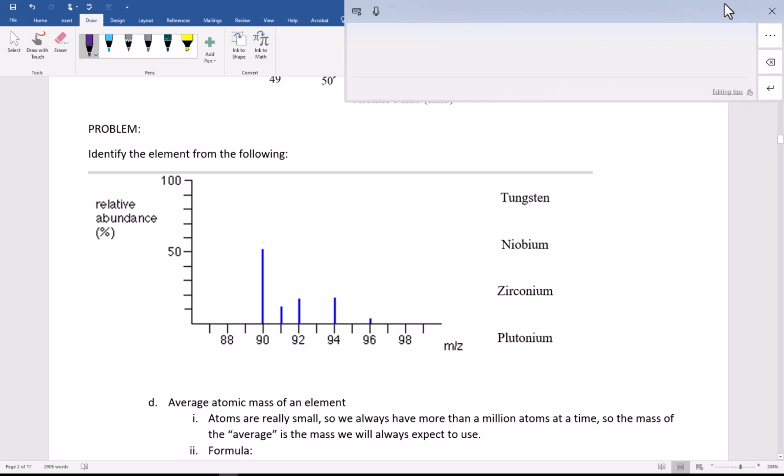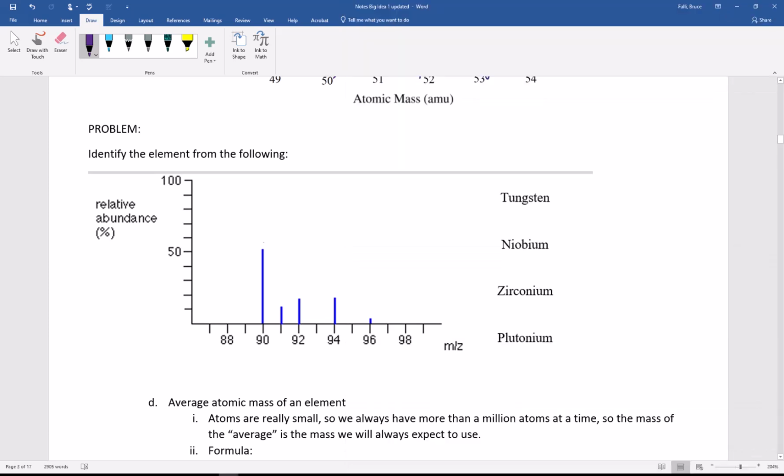Identify the element in the problem. And I have to pause because I'm getting this done in the middle of lunch. So I'll be back.